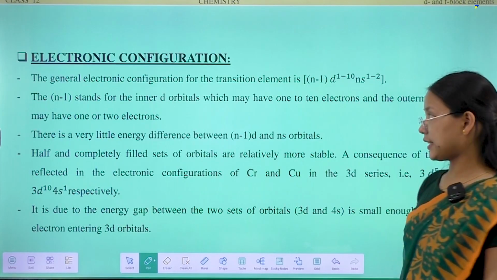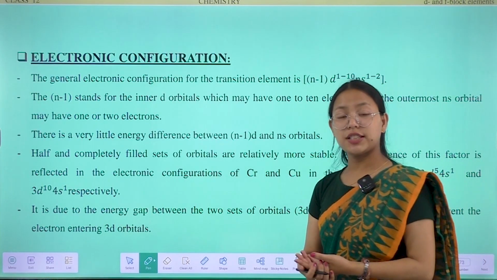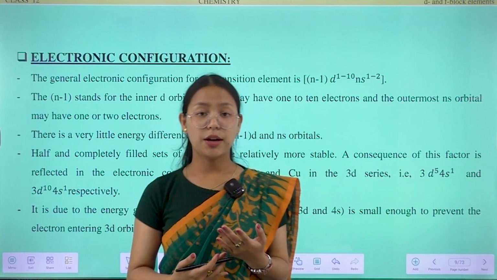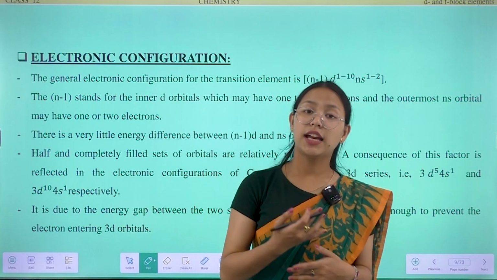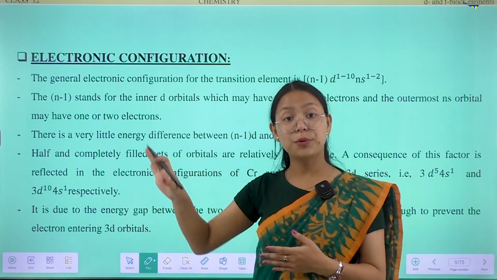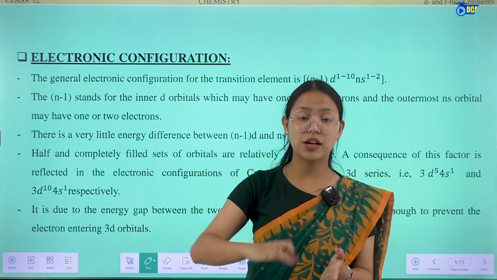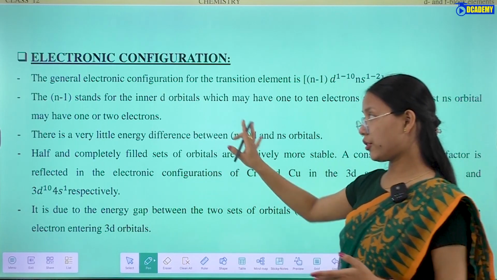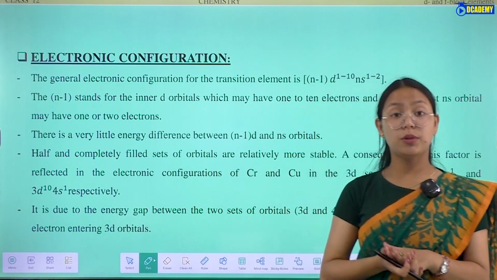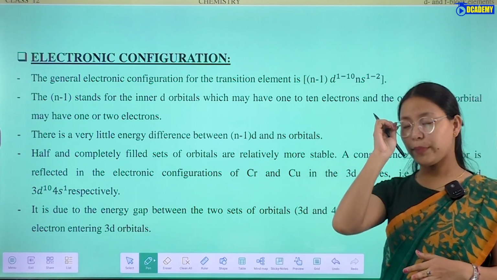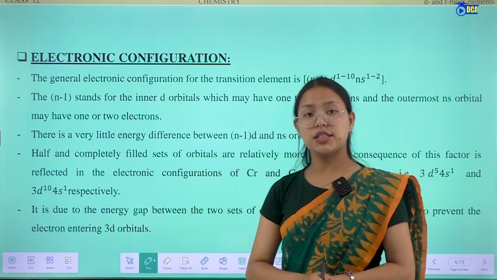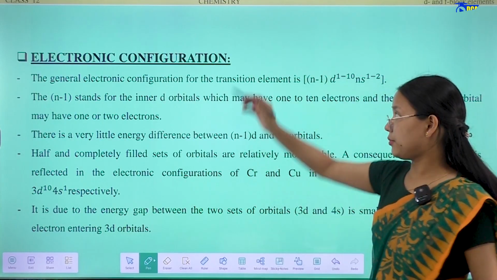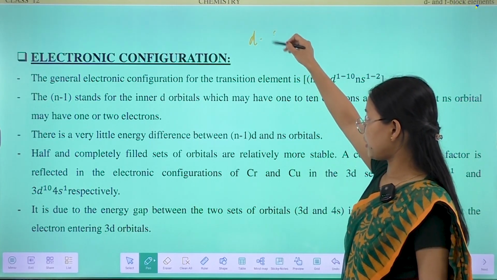Let's go to the next slide then. So electronic configuration, the last electronic configuration. First we are going to study the D block elements, then we will study the F block. First we are going to study about the D block elements. So here, electronic configuration, we are going to study about the D block.